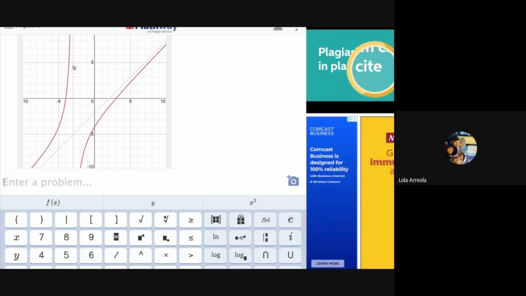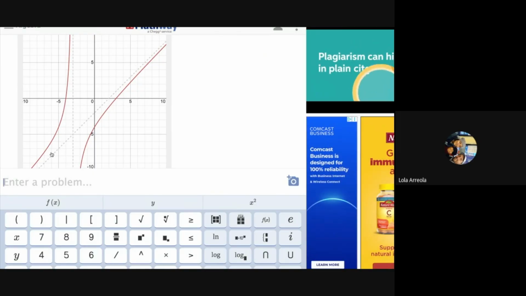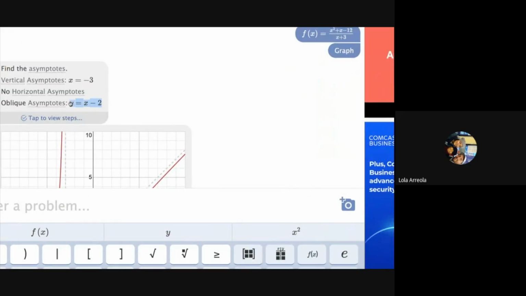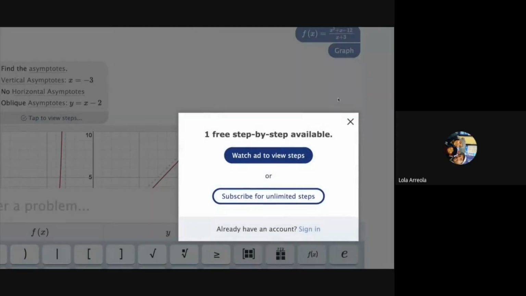Look, we have a vertical asymptote at x equals negative 3, but also this oblique asymptote. Look, we have an oblique asymptote at y equals x minus 2.